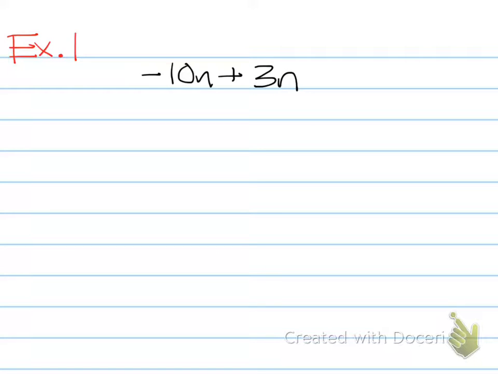All right, so let's get started with the examples. These two terms are like terms. Once you identify the like terms, you just add or subtract the coefficients. The coefficients are the numbers in front of the variables. So negative 10 plus 3 will give us negative 7n. Think of the variable as apples or oranges. Negative 10 apples plus 3 apples gives us negative 7 apples.